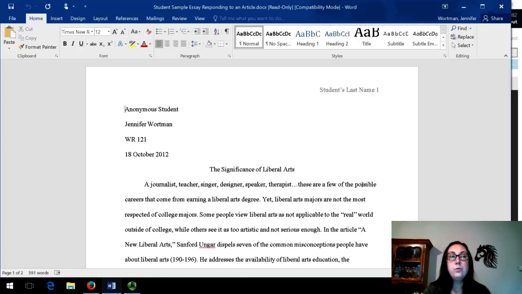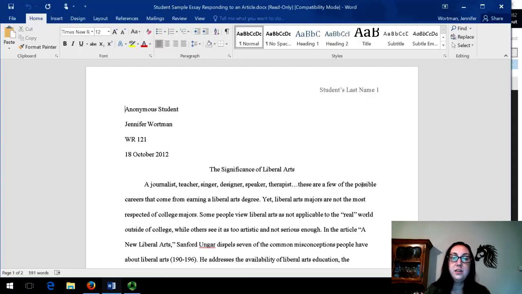With using quotes and paraphrases in body paragraphs, do not begin or end the paragraph with source material. Begin and end with your own ideas. There'll be another video you can watch on building body paragraphs that will help with that. But I just wanted to give you the overall illustration of how this looks.